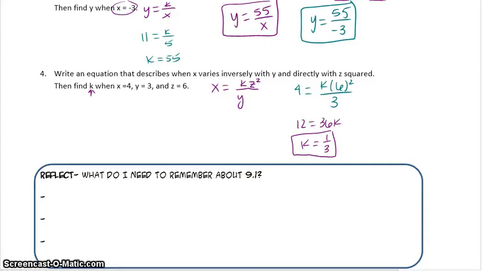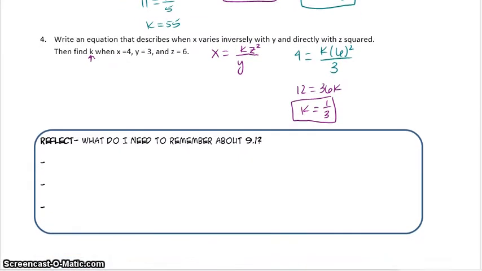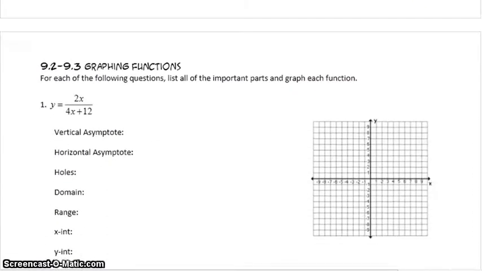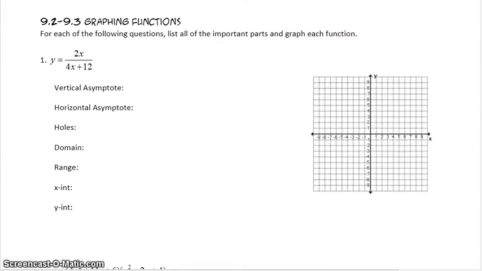So hopefully you wrote something down for your reflection on what you needed to do for 9.1. Now let's move on to 9.2 to 9.3, which is just graphing our different simple, general, and more complex rational functions. So for each of these, we need to list all of our important parts and then graph each function.